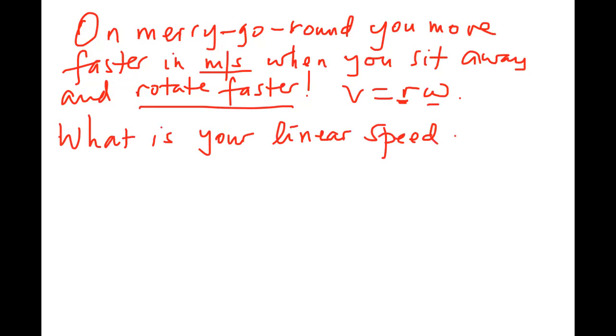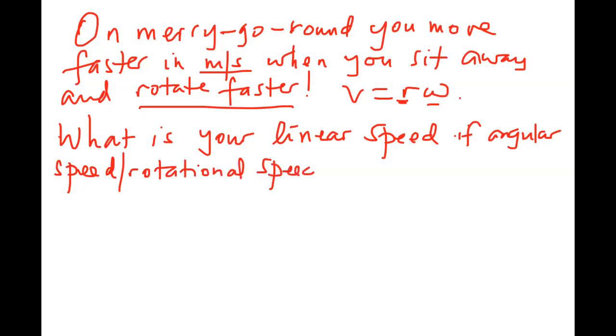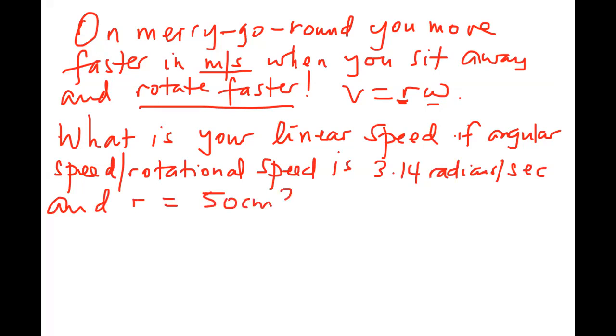If your angular speed, which is also called rotational speed, remember angular speed is also called rotational speed, is 3.14 radians per second. And we have to look at the distance also. You are sitting at a distance from the center, and R happens to be 50 centimeters. So what is your linear speed?